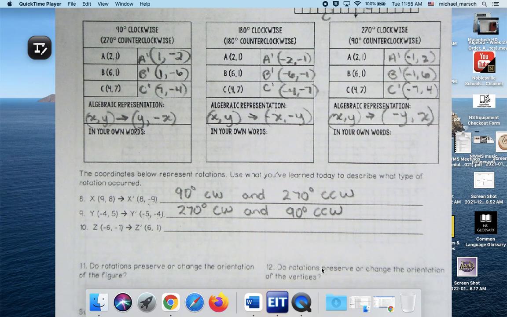Everybody should get number 10, super easy. Opposite, opposite. 180.